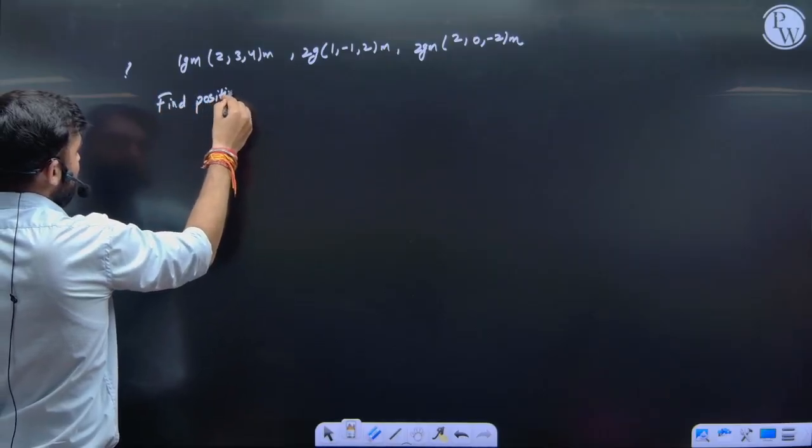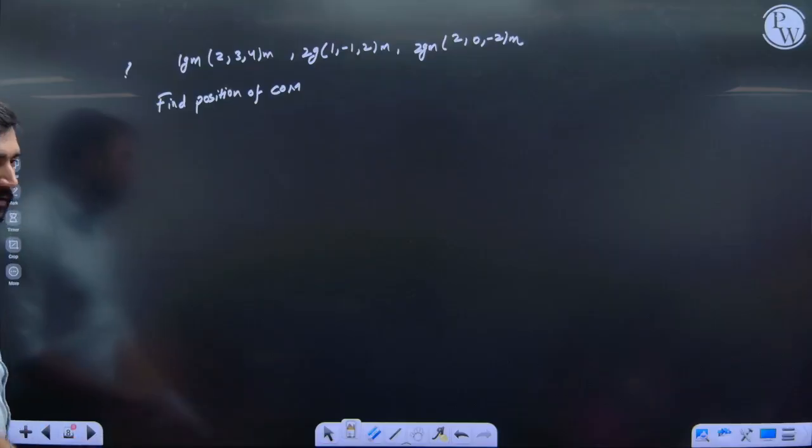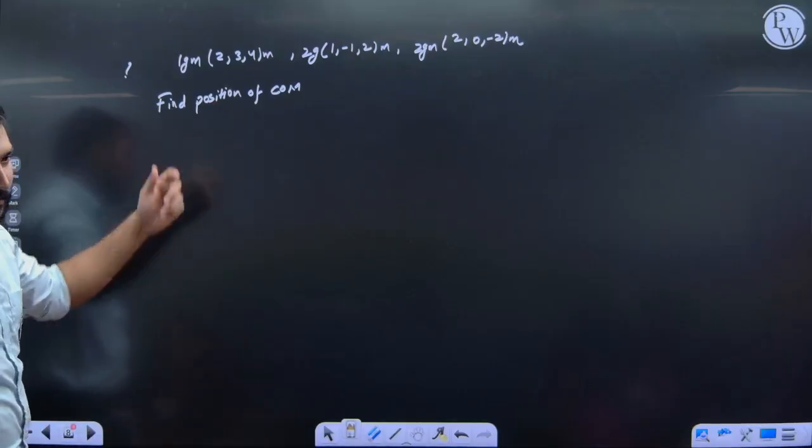Find the position of the center of mass. Yes, sir, this question is correct. They are not asking to find the center of mass, they are asking to find the position of the center of mass.